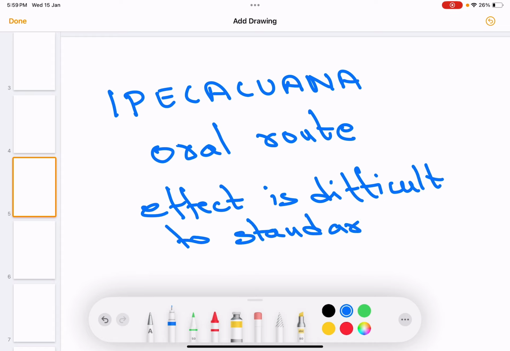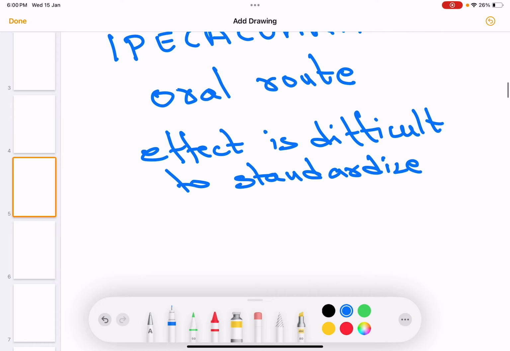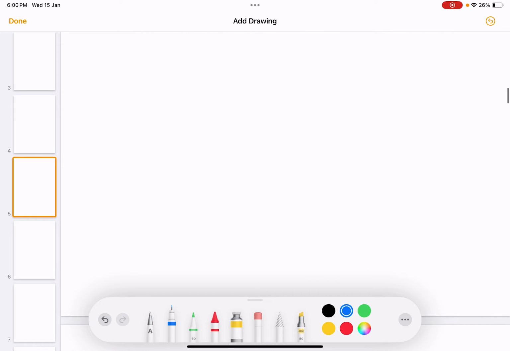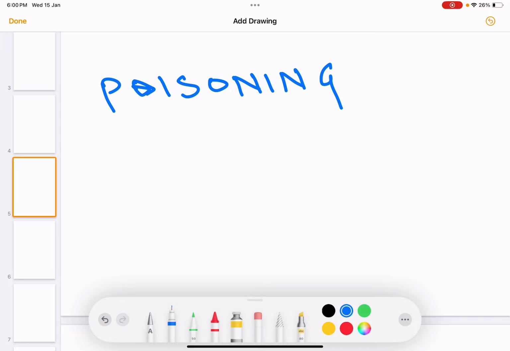Ipecacuanha is not given that commonly these days. Now, when will emetics be used? Emetics will be used in cases of poisoning. When there is poisoning, we want to take out the poison which is still unabsorbed from the GIT. So for that, emetics can be used. However, the use of emetics has decreased with time due to the risk of aspiration pneumonia.